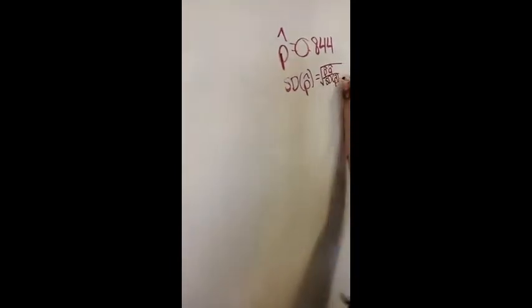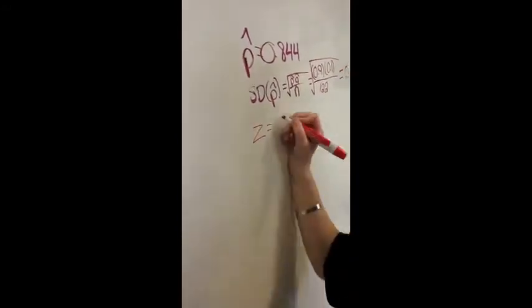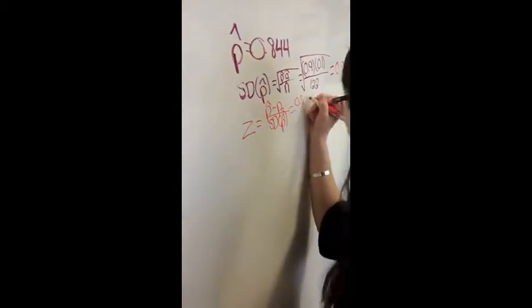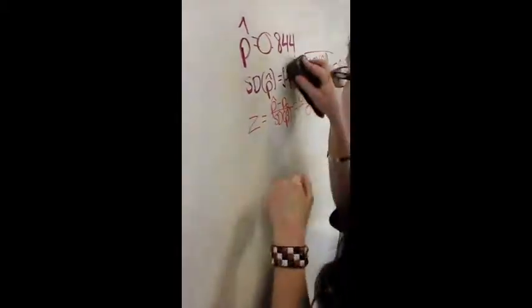Now we can continue with our model. P hat is what the study found p to be. The standard deviation is the square root of p hat times q hat divided by n. The z-score is used to find the p-value. P equals 0.0201.